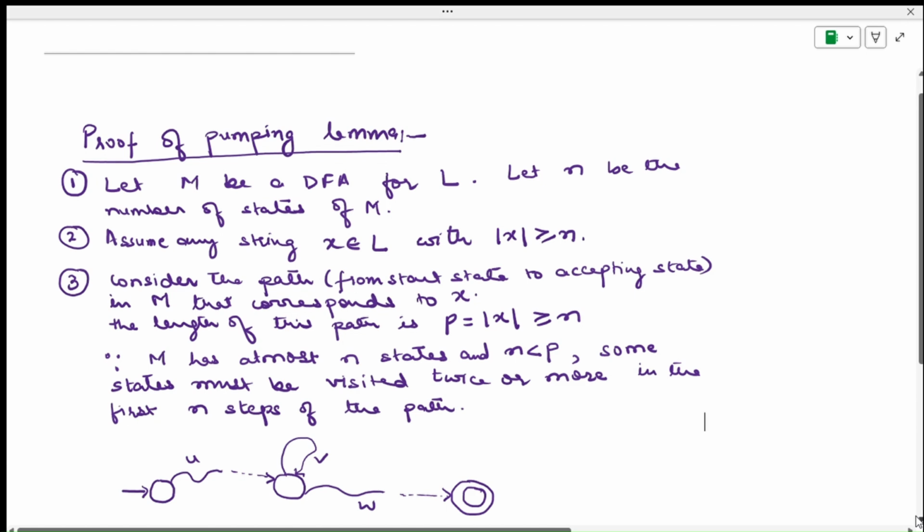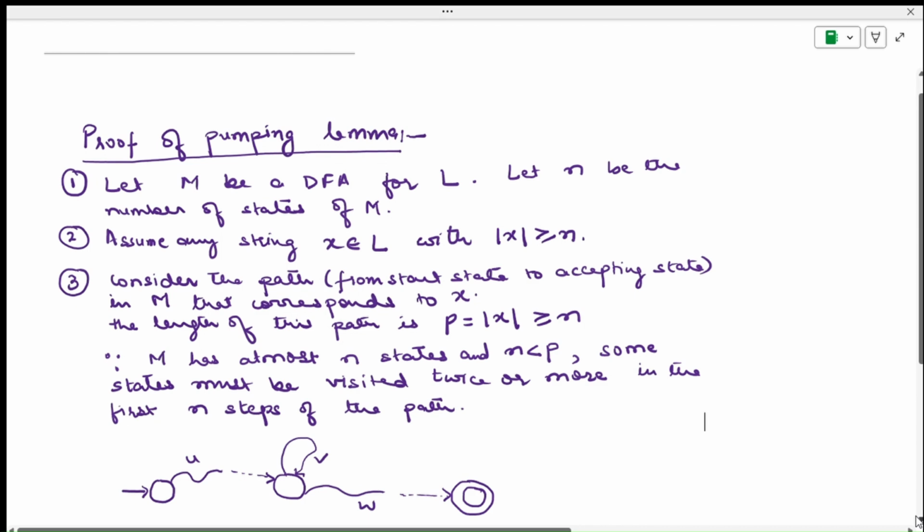Consider the path from the start state to the accepting state in M that corresponds to x. The length of this path is greater than or equal to n. Now consider any path from the start state to the accepting state in the DFA M that corresponds to x. That is, the machine is now reading the characters of x. X is some string in the language L, and the length of that path is equal to the length of x, which we already know is greater than or equal to n.